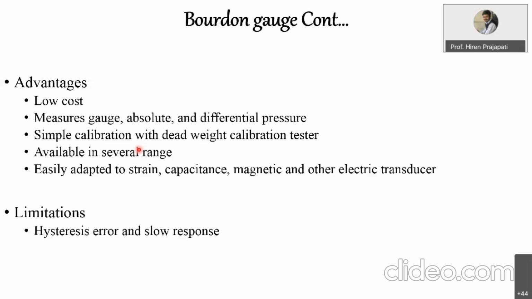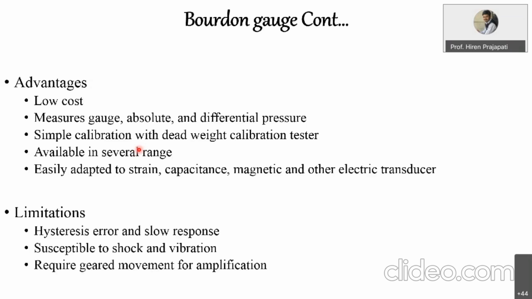Now limitations: hysteresis error is present because it is working on a gear mechanism, slow response, that is because of the inertia of the structure, required geared movement for amplification, because it is entirely a mechanical instrument, right? So these are the limitations of the bourdon tube pressure gauge.